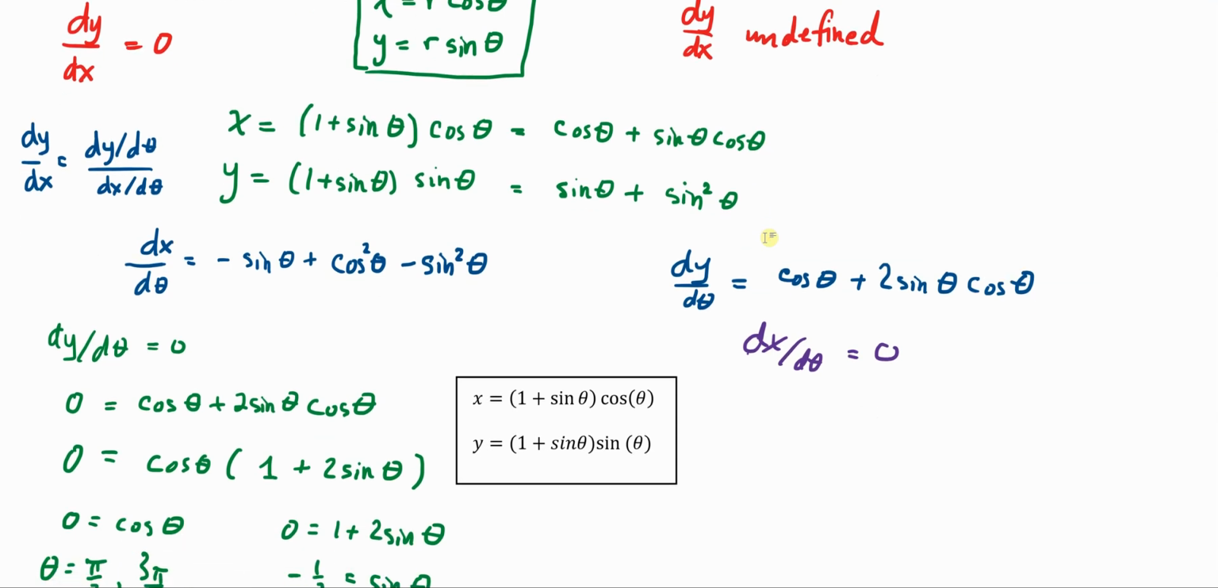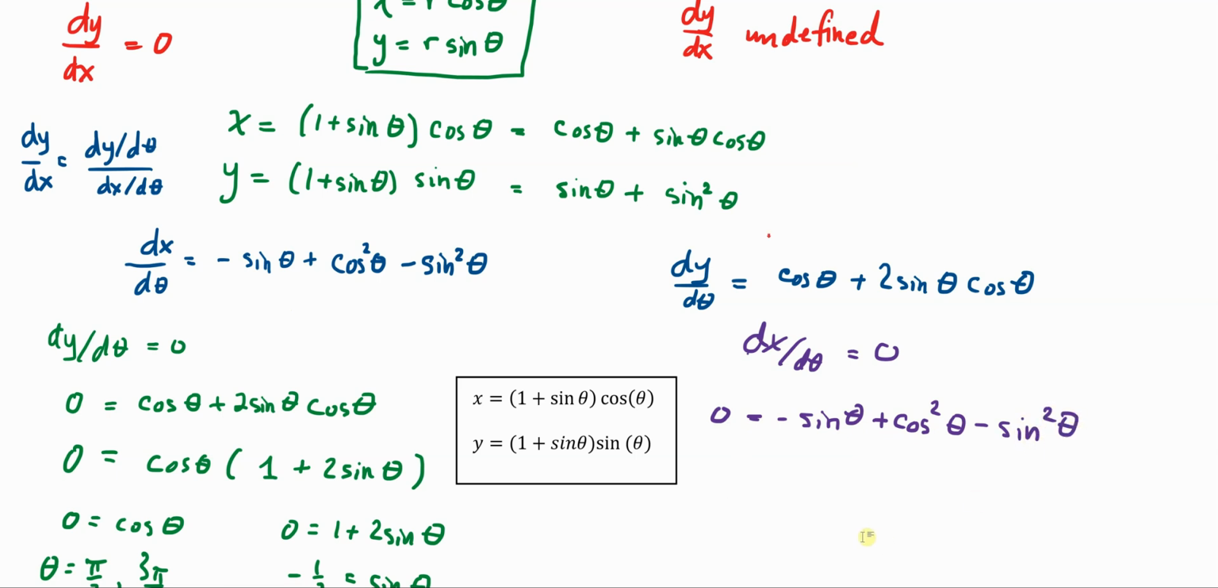Now, we already figured out what dx d theta is. It's this lengthy thing right here. And so we're going to set that whole thing equal to 0. Negative sine theta plus cosine squared theta minus sine squared theta.